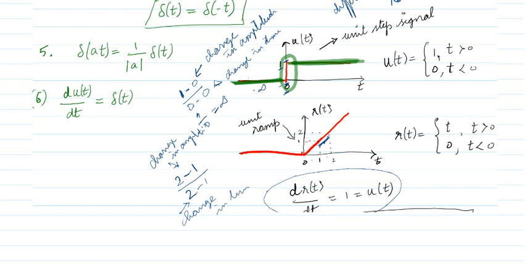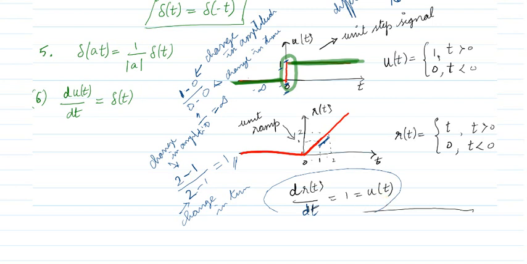So the answer is 1. After the segment, you can take any segment between 2 and 3, or 3 and 4, or 1 and 3, or 0 and 1. It will always be 1. So the slope of this line is always 1. What is the meaning? When you differentiate the ramp signal, I will get 1, that is your u of t.